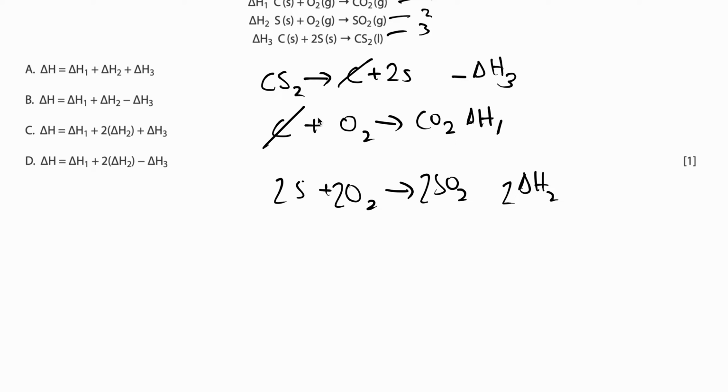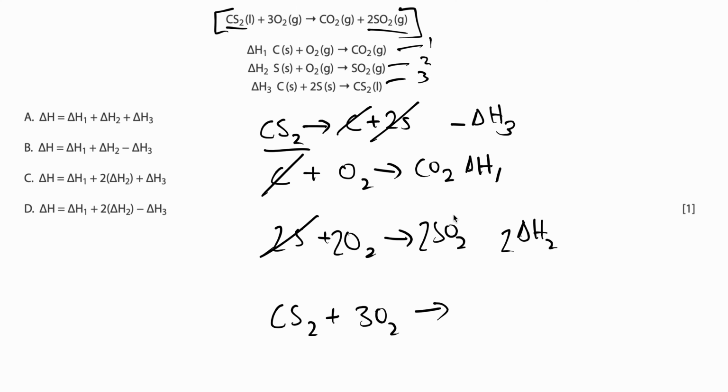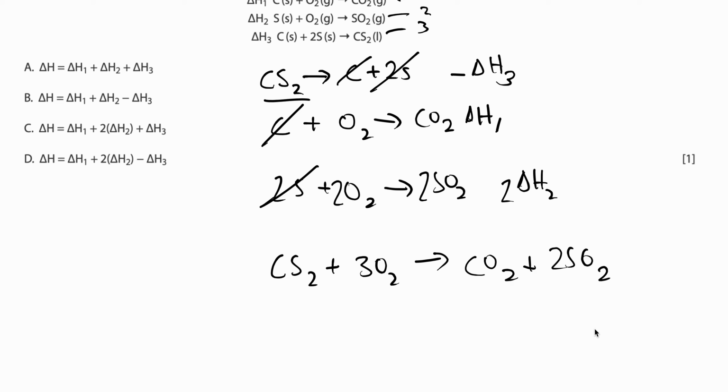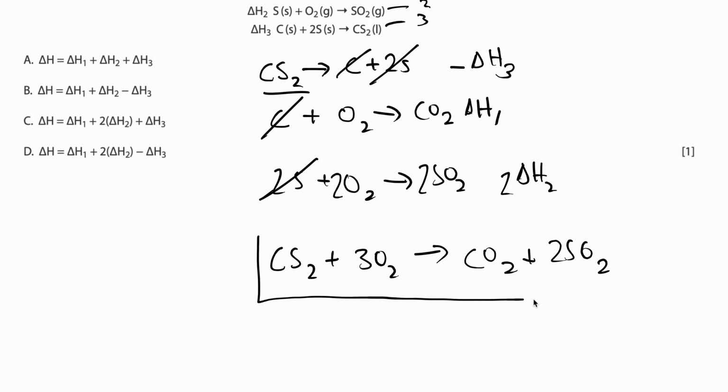If they're in the same side of the equation, we add them, and if they're in the opposite sides of the equations, then we delete them, like subtract them. CS2 stays, then O2 and 2O2, these two add together, 2S and 2S cancel. So let's rewrite what we have. We have CS2 that stays, nothing cancels it. Then we add these two together plus 3O2, and that finally gives me CO2, nothing cancels that, plus 2SO2.